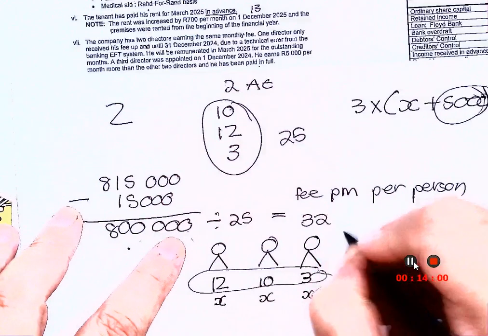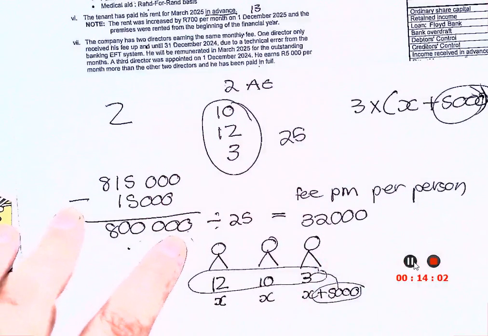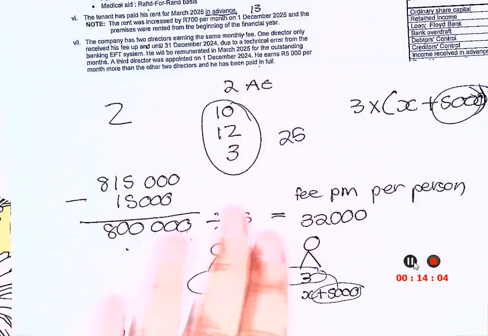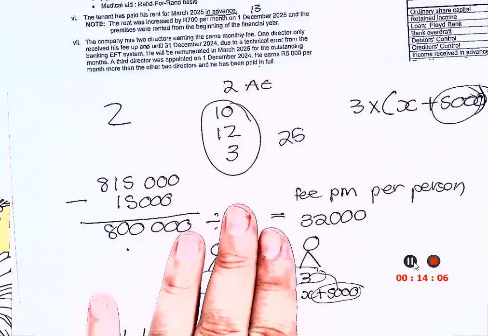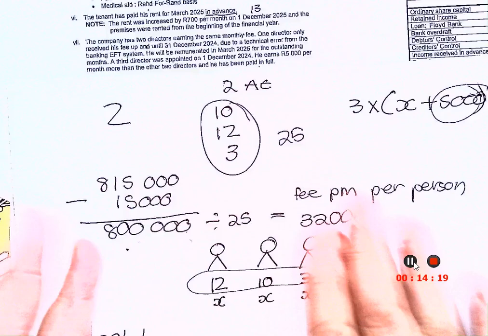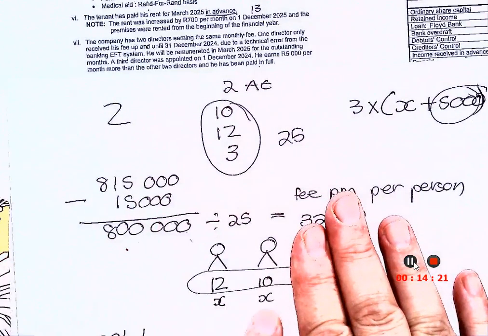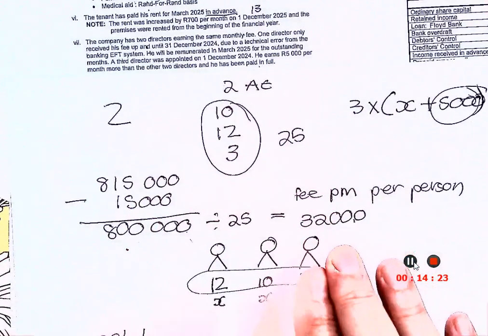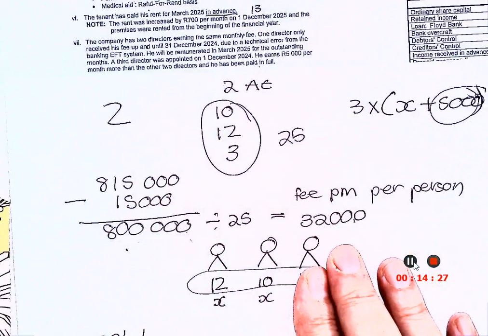32,000. Okay. Now, am I doing anything with this guy who earns 5,000 more? No. Can you see this guy doesn't earn 32, he actually earns 37. Which guy am I talking about now? I'm talking about this guy who only earns X, which is 32,000. You guys see that? Okay?